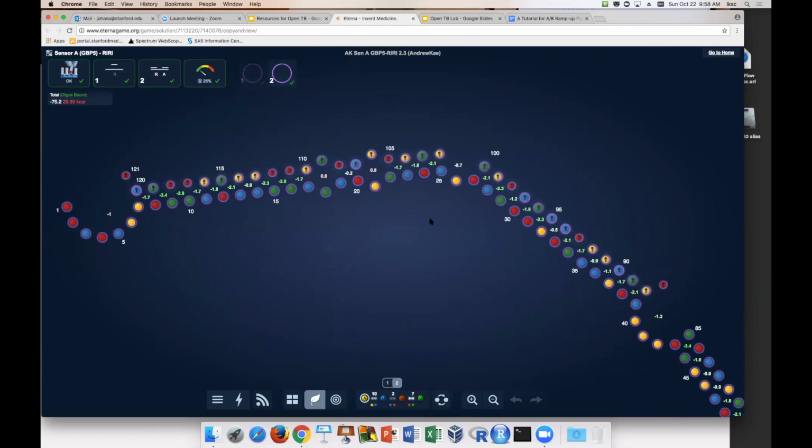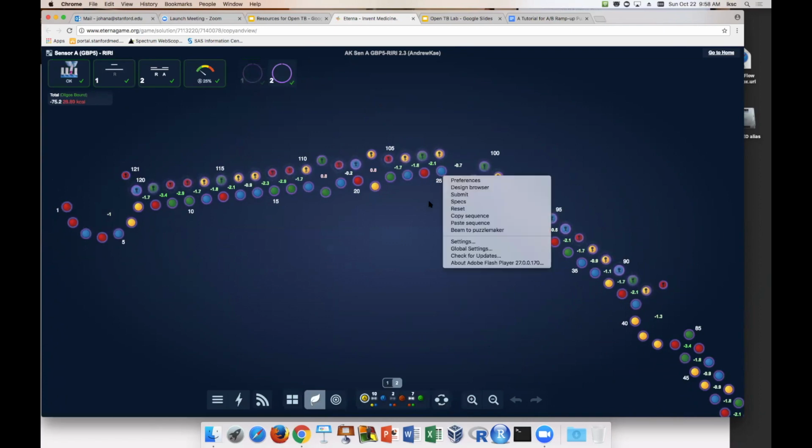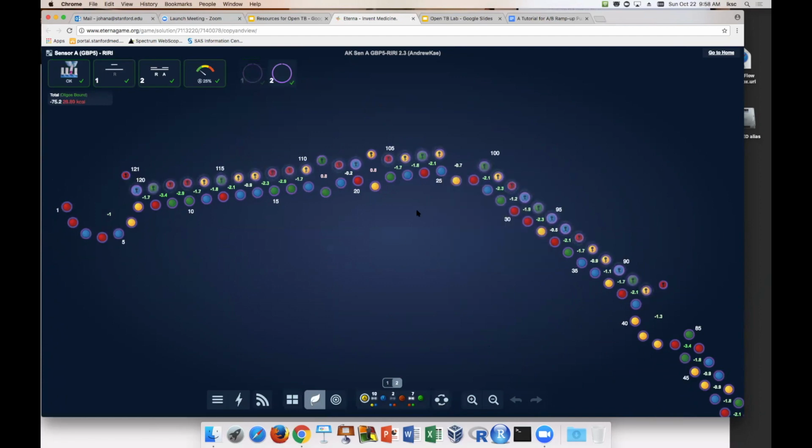So let me mark. It's a Mac. All right, so I'm lost. Instead of control, what do I have to push to highlight the command? Okay, let me see if that works. There we go.